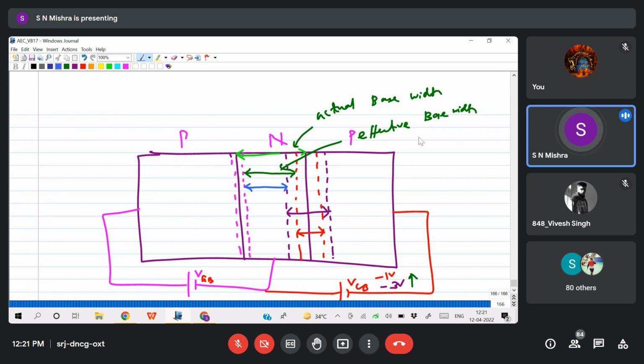This is called base width modulation. By increasing the collector base voltage, the effective base width decreases due to the increase in the depletion region between the collector base junction. This is called base width modulation, or this is also called the early effect.